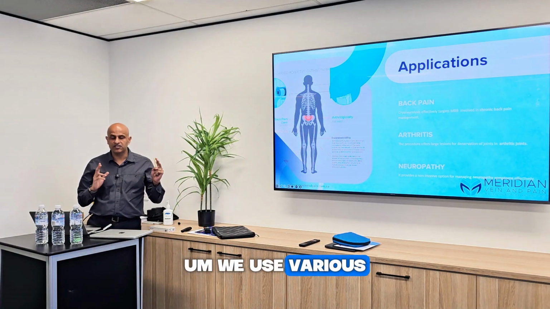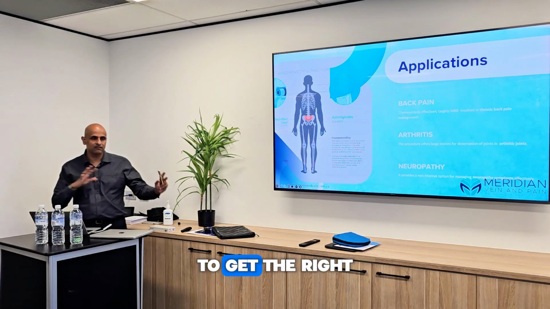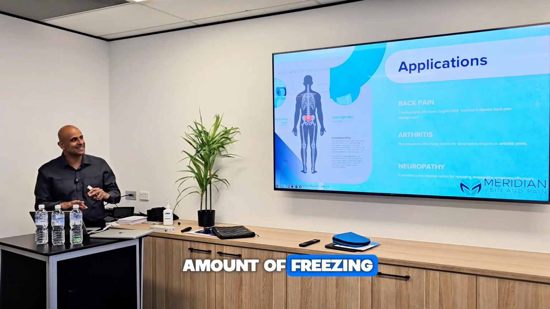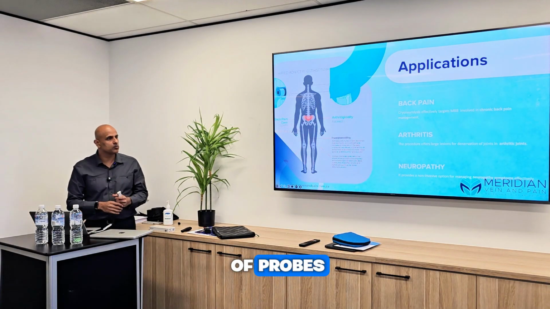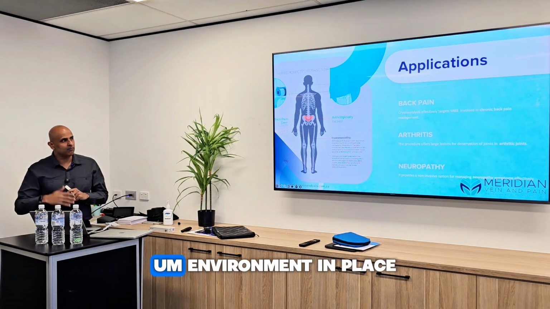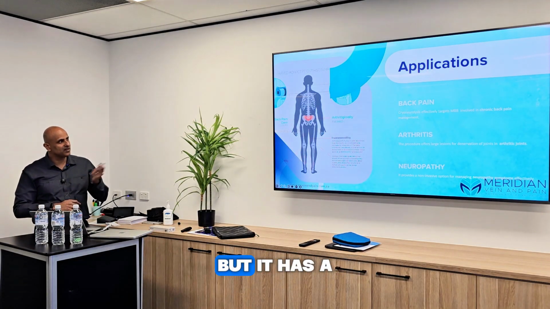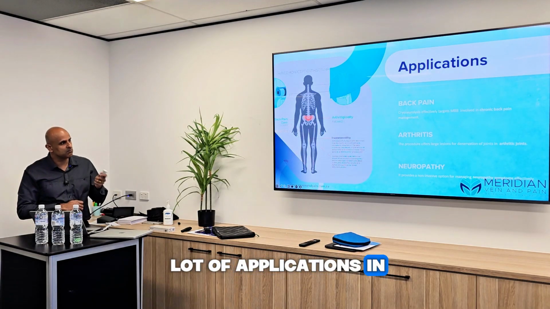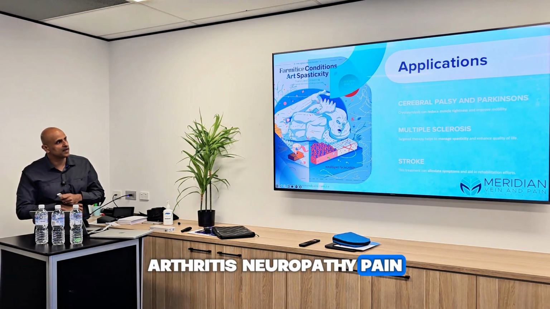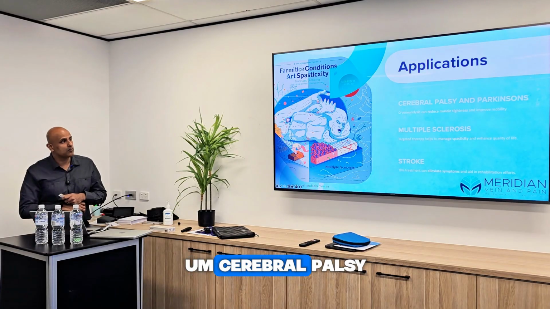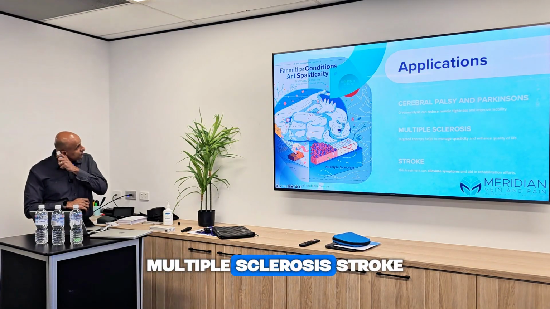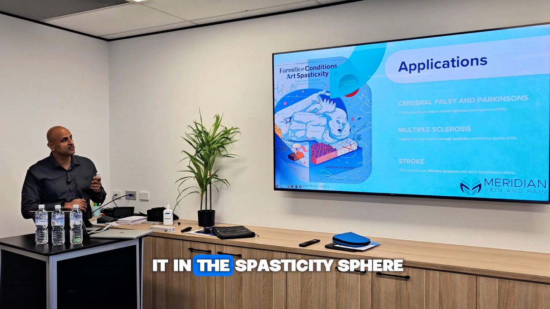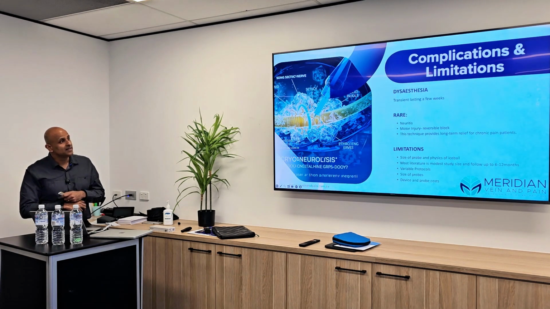We use various types of different gases to get the right amount of freezing. We use different types of probes. We have to get the right environment in place. But it has a lot of applications in back pain, arthritis, neuropathy pain, cerebral palsy, multiple sclerosis, stroke, where you can use it in the spasticity sphere.